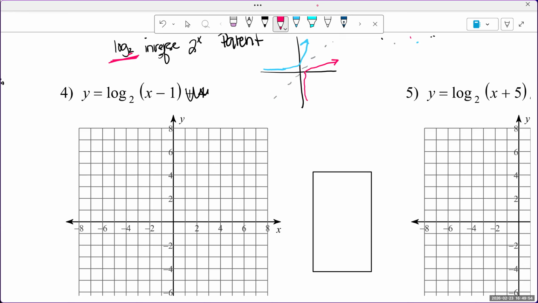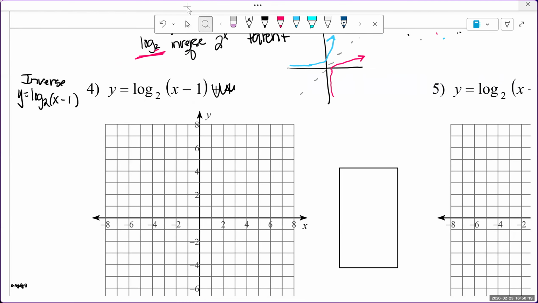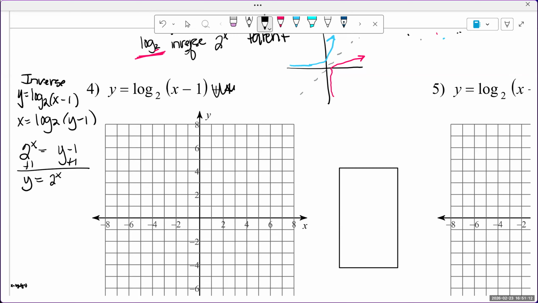So what I like to do is make a table for the exponential and then just switch the x and the y, and that'll give us the table for the log. Okay, let's get started. So I want the inverse of log base 2 of x minus 1. Step 1, switch the x and the y values, and now solve for y. To solve for y, I go from log form to exponential form. Base 2, exponent x, answer is y minus 1. So we really need to know converting from log to exponential and exponential to log. Then I solve for y, so I add 1. So y is equal to 2 to the x, plus 1.